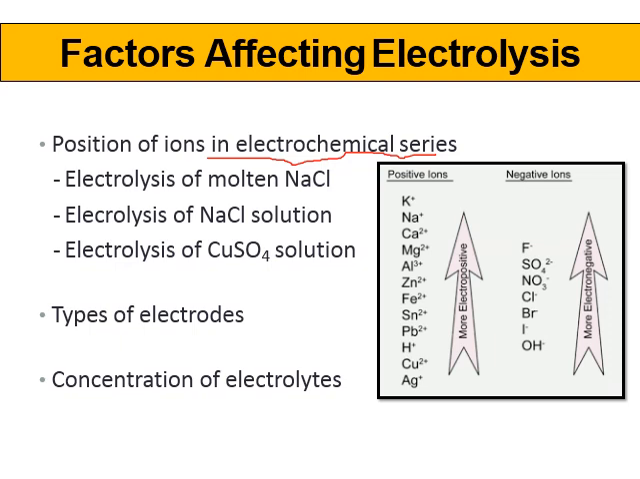So now, electrolysis. For example, we have electrolysis of molten NaCl. We also have NaCl solution, and also copper sulfate solution. There are two types of electrodes, and also the concentration of the electrolyte. These are the factors that affect electrolysis. Where is the position? What is the type of electrode? Is it molten, semiconductor, or solid? And then the concentration of the electrolyte: is it diluted or concentrated? Which one will contribute more towards the electrolysis process?